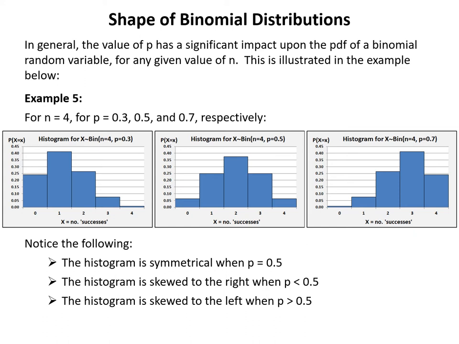In other words, you'll have the mean of 2 in the middle there, that's the peak, and you'll have probabilities that are of the same value on either side, equally distant from the middle value of 2. And you'll notice that when p is less than 0.5, such as in the histogram on the left when p is 0.3, that will skew the histogram to the right. And vice versa, on the third histogram, the one on the right, you can see that when p is greater than 0.5, the histogram is actually skewed to the left.